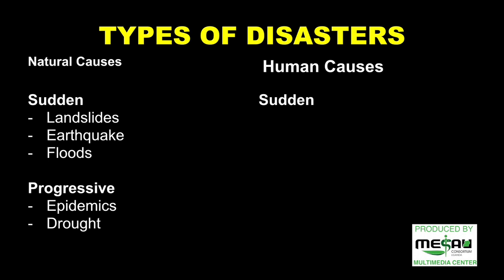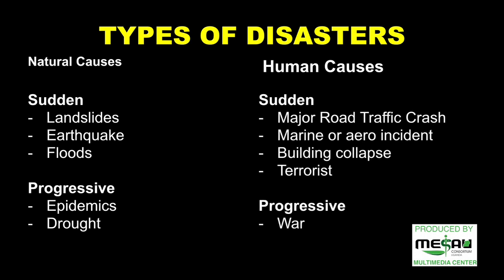For the human causes, again, there are sudden causes, then there are progressive causes. The sudden causes, such as major road traffic crashes, are caused by human error. The progressive ones, such as protracted wars, also happen, but are less frequent, but we've had history of that too. So when we're trying to prepare, we're preparing for all four categories.